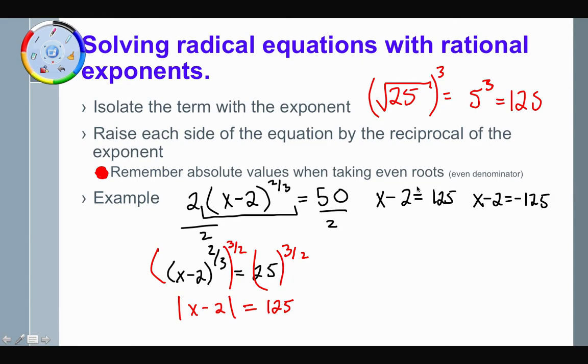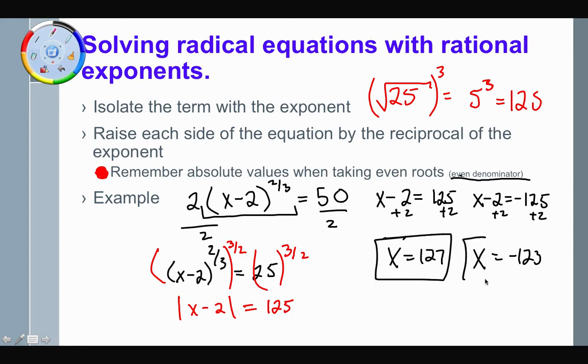Now, I do want to remind you this is only for the even denominator problems. On this red 3 halves, that even denominator requires us to do this piece. So if I add 2 to both sides, we get x is equal to 127, and x is equal to negative 123. Now, of course, you're going to want to check both of these answers. To save us a little bit of time, I know both of these answers work, so we're going to take our word for it in this case. But you want to make sure that you check your own results as you continue.